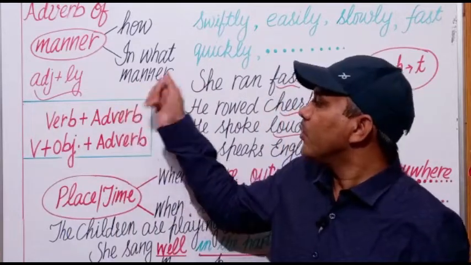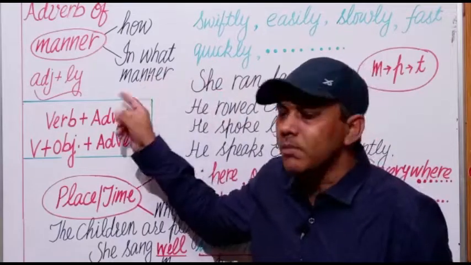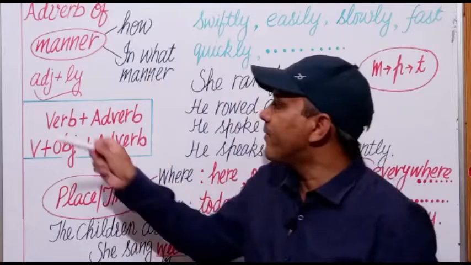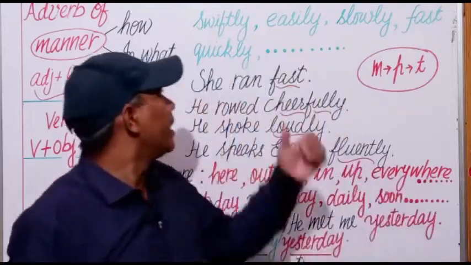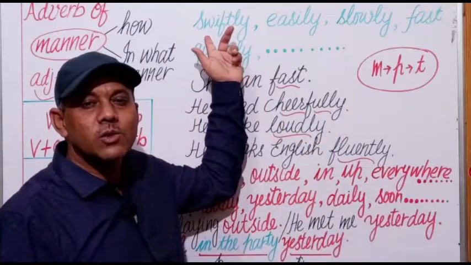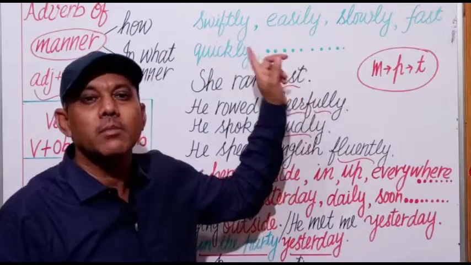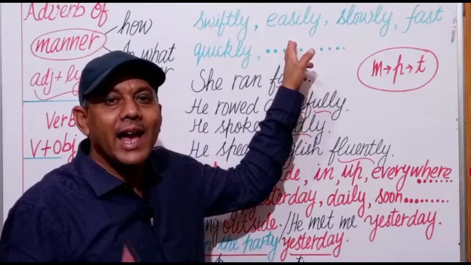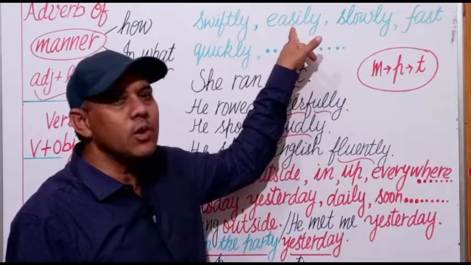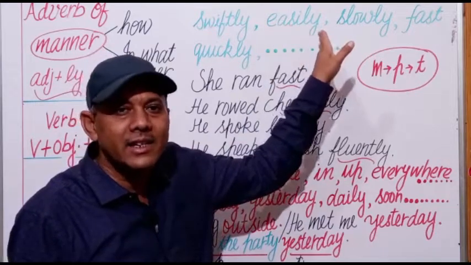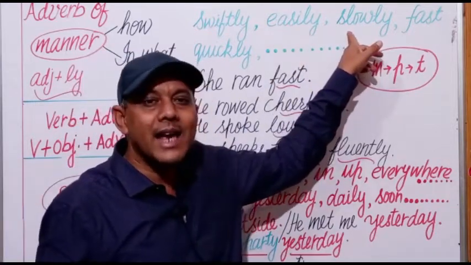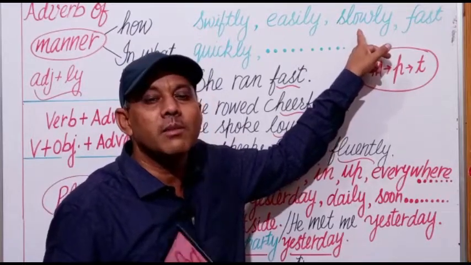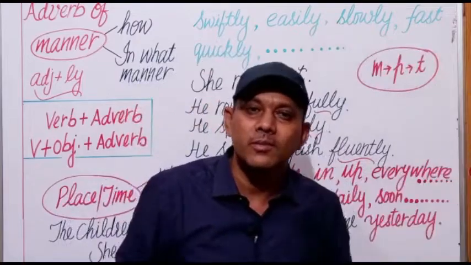In this way, we can form this type of adverb by adding ly to different adjectives. For example, swift is an adjective, add ly to it, it will become swiftly. Easy is an adjective, add ly to it by changing y into i, easily. Slow is another adjective, add ly to it, it will become slowly, and so on.